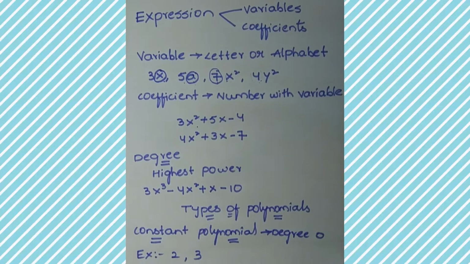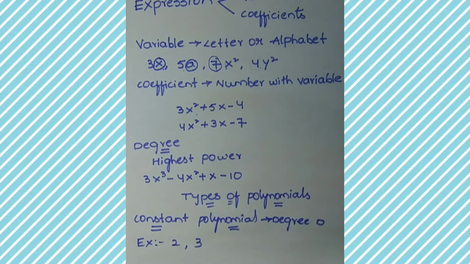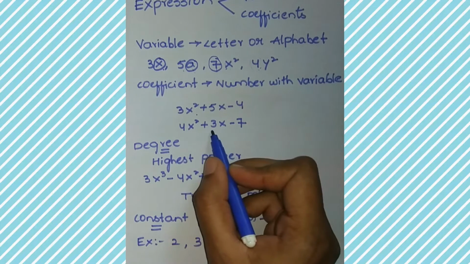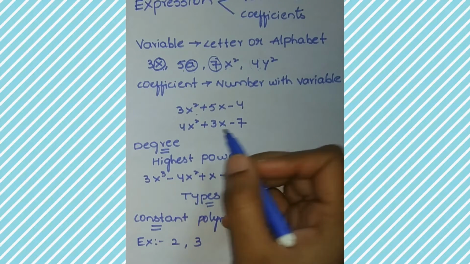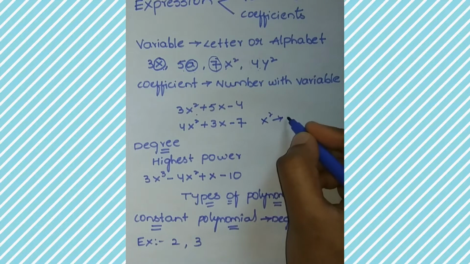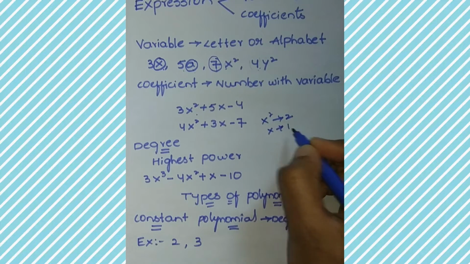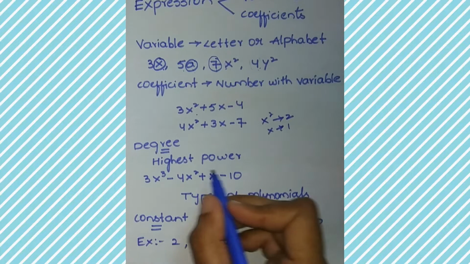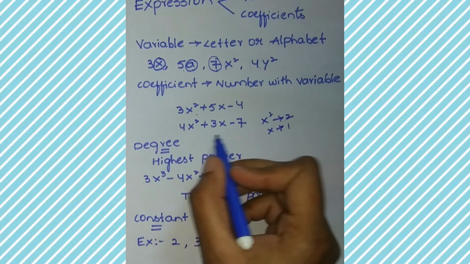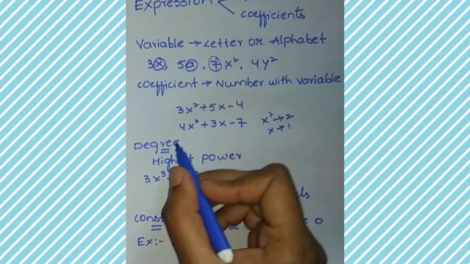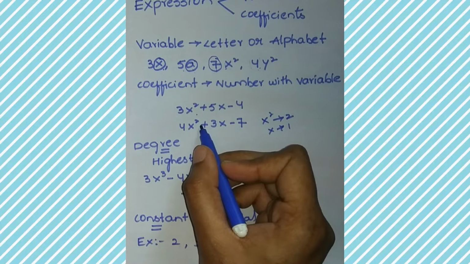What is basically a degree? Degree is nothing but the highest power. For example, in this polynomial 4x square plus 3x minus 7, what is the power of x square? It is 2. And what is the power of x? It is 1. Degree is the highest power. So, in this polynomial, what is the highest power? It is nothing but 2. So, the degree is equal to 2.